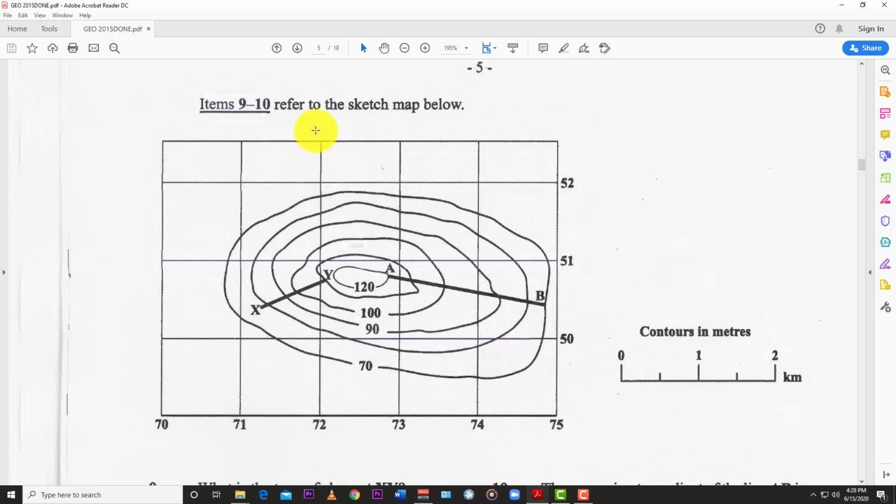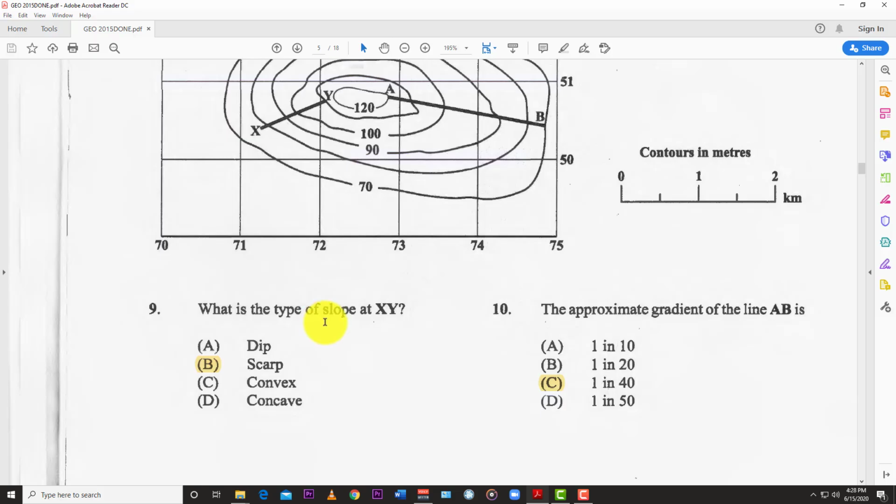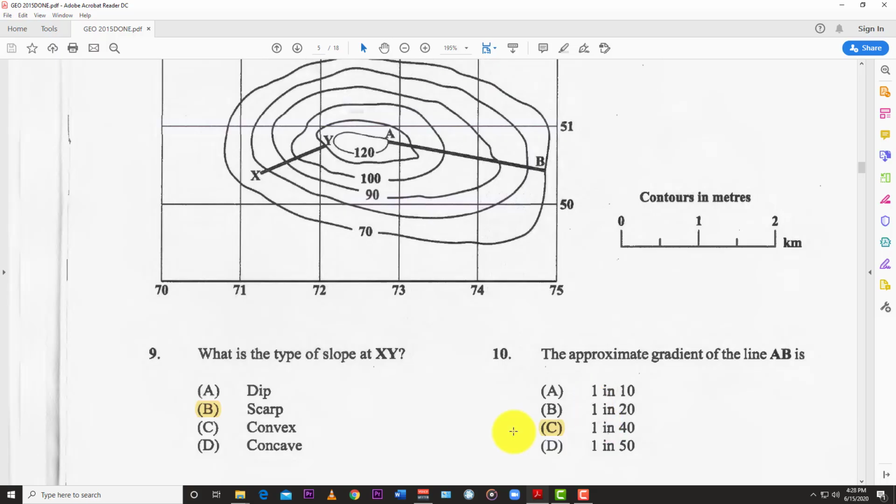All right, number 9 to 10 refers to the sketch map below. So the question asks, number 9, what is the type of slope XY? And so, of course, the answer is B, scarp. All right, and then you have number 10, the approximate gradient of line AB is, and so the best answer here is C, 1 in 4.